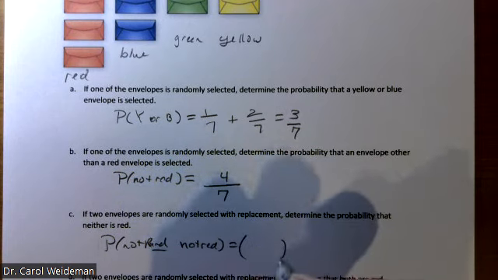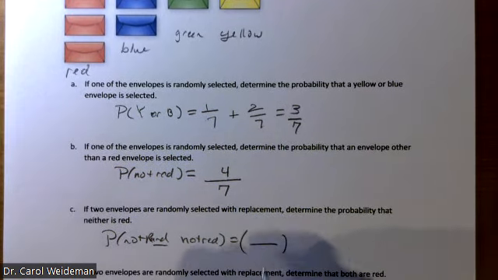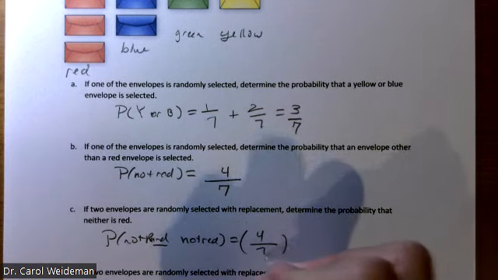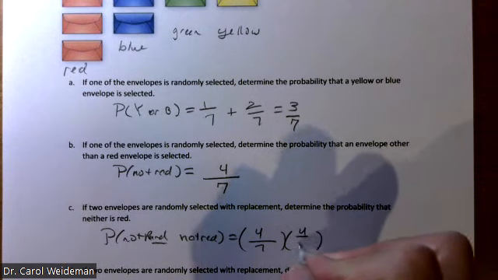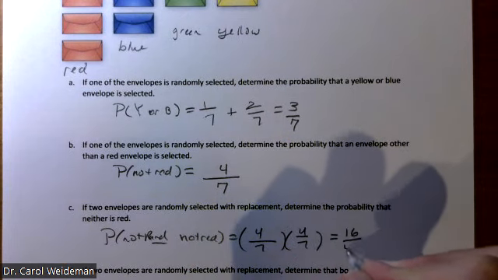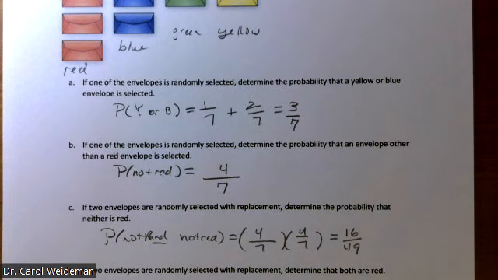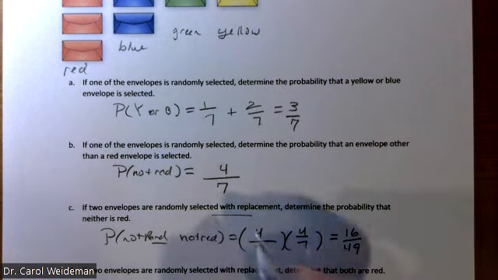So not red and not red. The first time we go in to pick how many are not red, we know its probability is 4 out of 7. We're going to put that envelope back, and we're going to pick again, so it's going to be 4 out of 7 again. So 16 out of 49, and that was with the replacement.